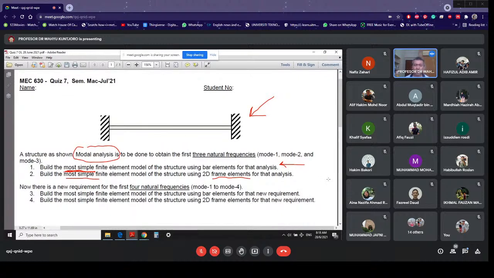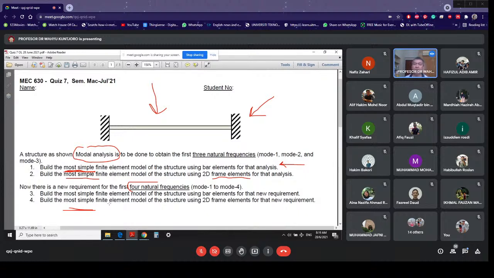Question number three and four are still for the same structure, but now instead of three, you are going to do four natural frequencies. You are going to build the simplest, the most simple, grammatically not correct. Actually, the correct grammar is the simplest, but I still use the most simple. Your question number three and four are similar to the previous questions, but now for natural frequencies one, two, three, and number four.